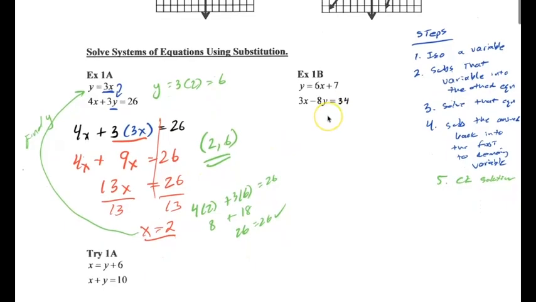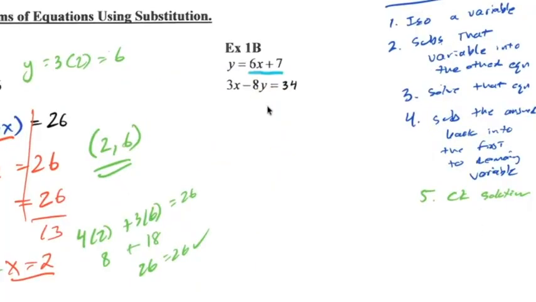Okay, on to the second one here. Step 1, isolate the variable. Luckily enough for us, again, y is isolated. Y equals 6x plus 7. Done. Now let's substitute that into the other equation for the y. It's going to look like this: 3x minus 8 times y, which now we know is 6x plus 7, equals 34.